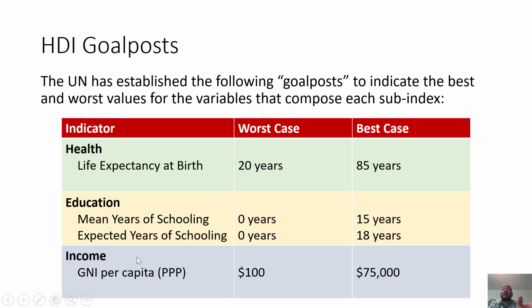Okay. And then finally, income is going to be measured by GNI per capita adjusted for purchasing power parity. The worst case scenario is $100. The basic idea there is that's just the absolute poorest possible situation we could think of. And then the best case scenario is going to be $75,000. Now, there are a couple countries that do have GNI per capita, even adjusted for PPP, that's a little bit above this. But that's something we're going to circle back to. Basically, we're going to make the argument that once you get above $75,000, any increases in income really aren't going to have much of an impact on your standard of living.